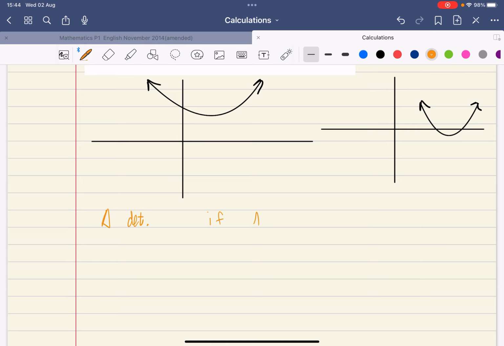If the determinant is bigger than 0, we will have real roots. If the determinant is smaller than 0, non-real roots. Sorry, that must be bigger or equal.